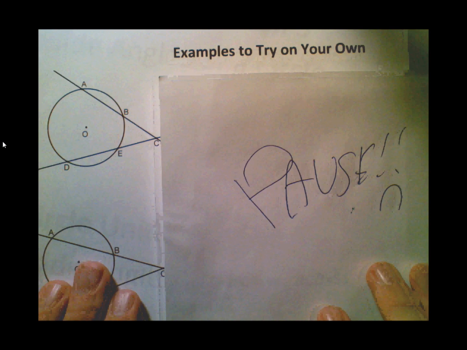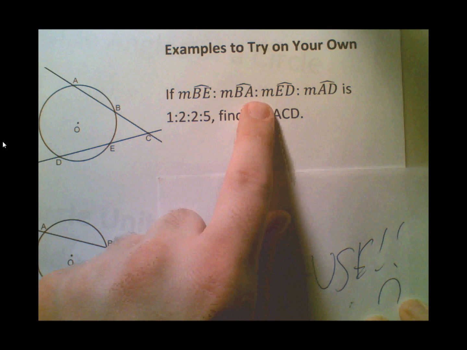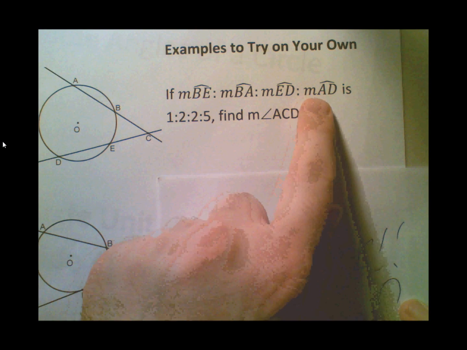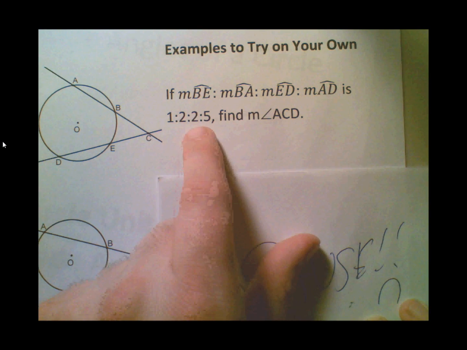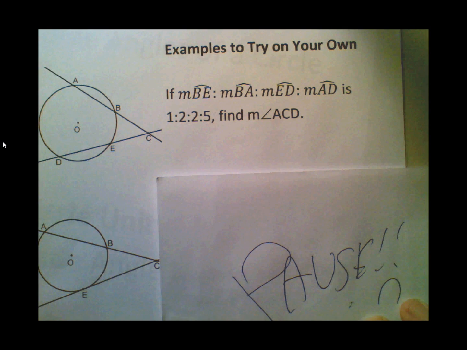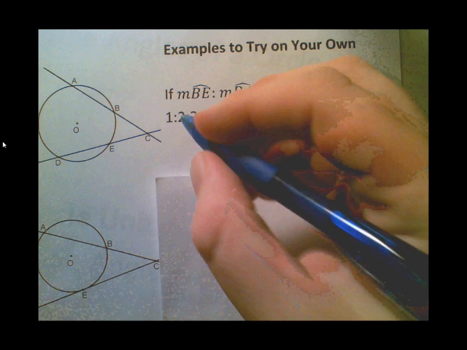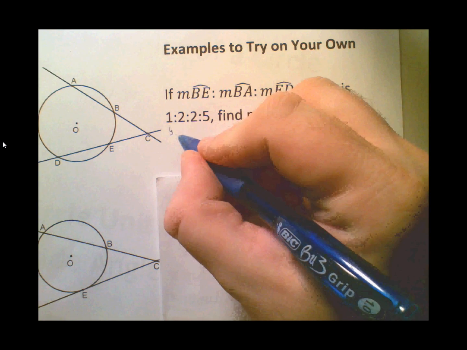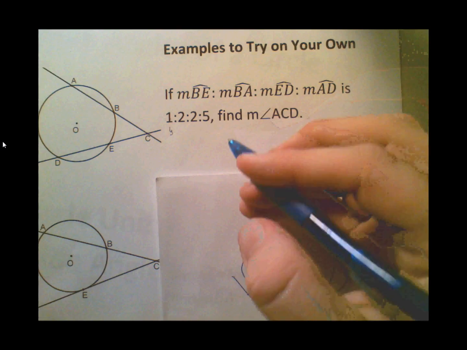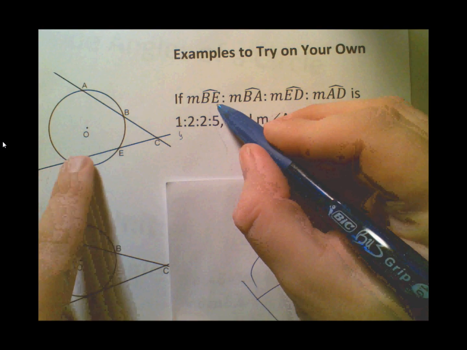First one, the measure of arc BE to the measure of arc BA to the measure of arc ED to the measure of arc AD is 1 to 2 to 2 to 5. Oh gosh, that's a lot. But remember, when we have a ratio, what you do is really putting an x in front of each coefficient. So therefore, arc BE, we're going to label that as 1x or just plain x.